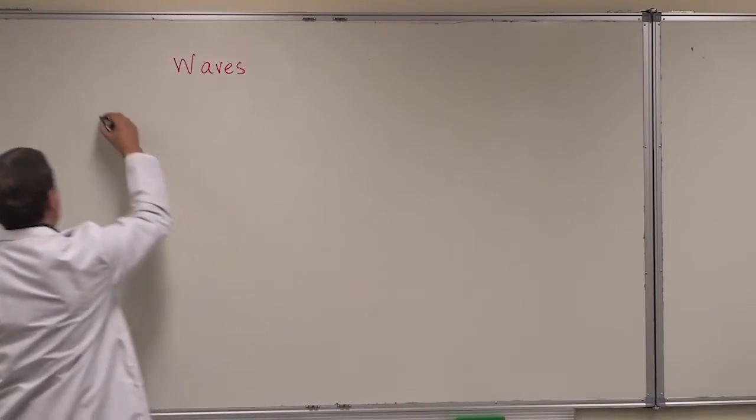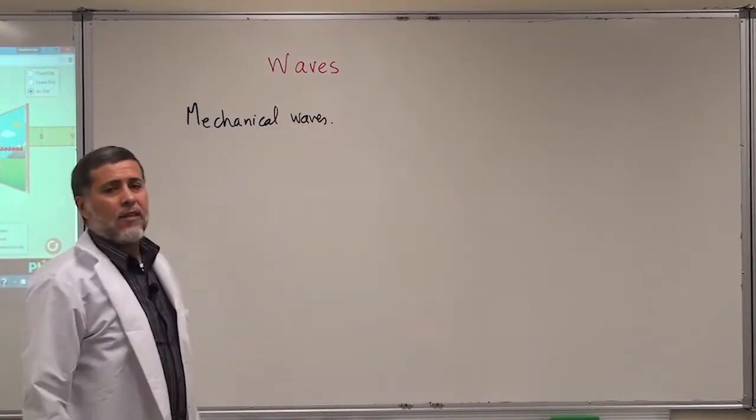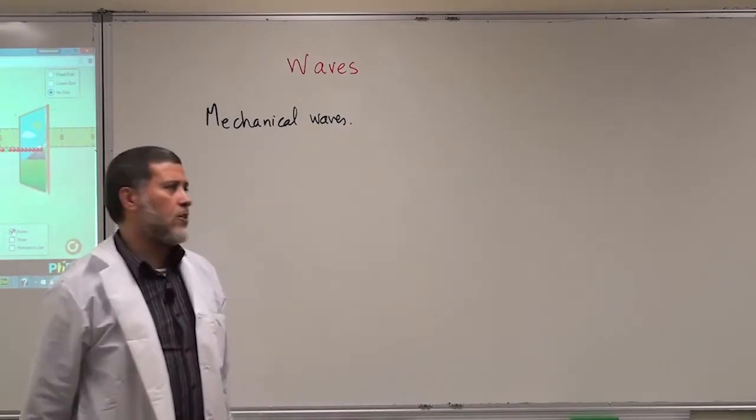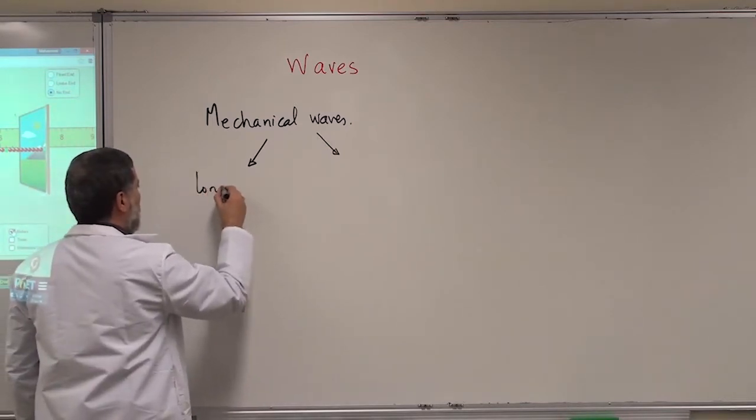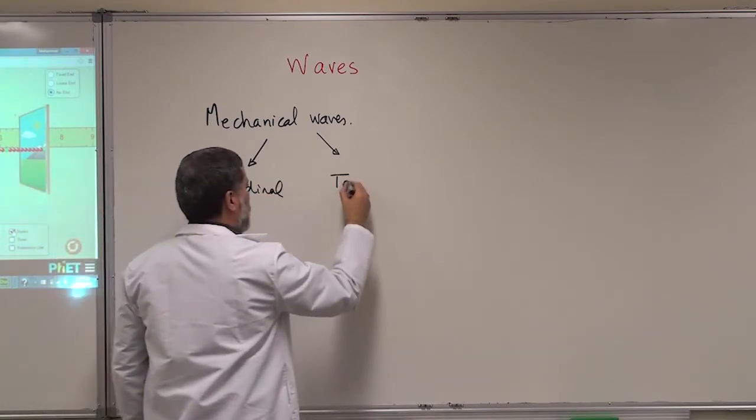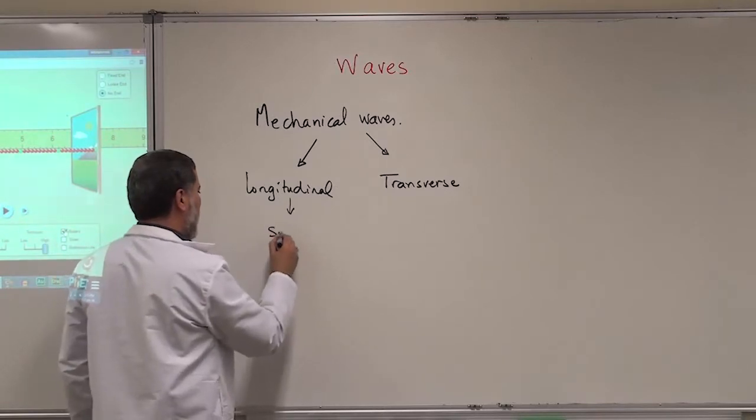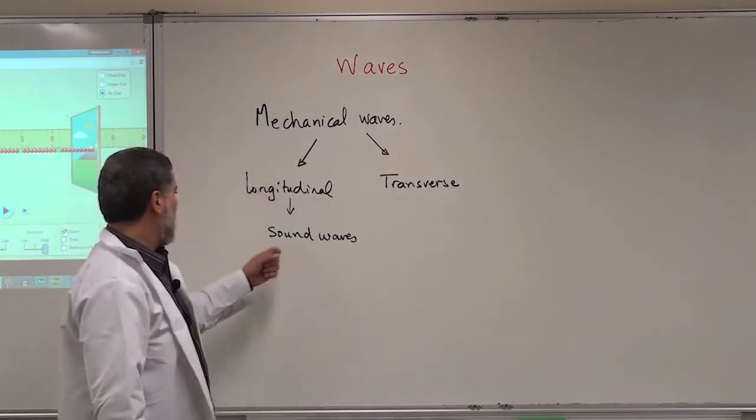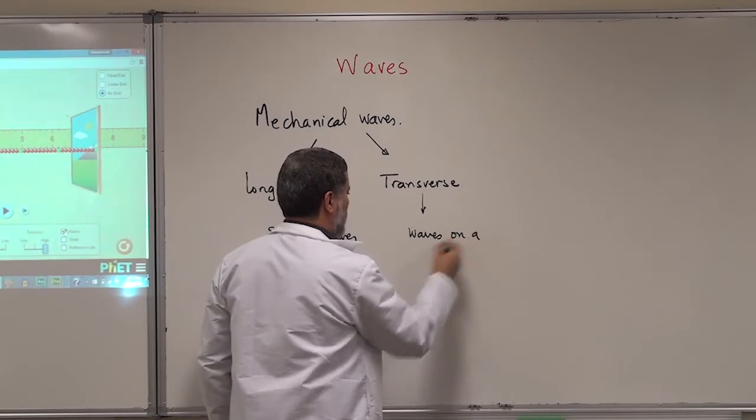Mechanical waves, as we said, need a medium to propagate, and there should be a source of the disturbance, because a wave is a motion of a disturbance. There are two types of mechanical waves. We have what we call longitudinal waves, and we have what we call transverse waves. An example of a longitudinal wave will be sound waves. Sound waves need a medium, and they need the source of the disturbance. And an example of a transverse wave will be waves on strings. Wave on a string.